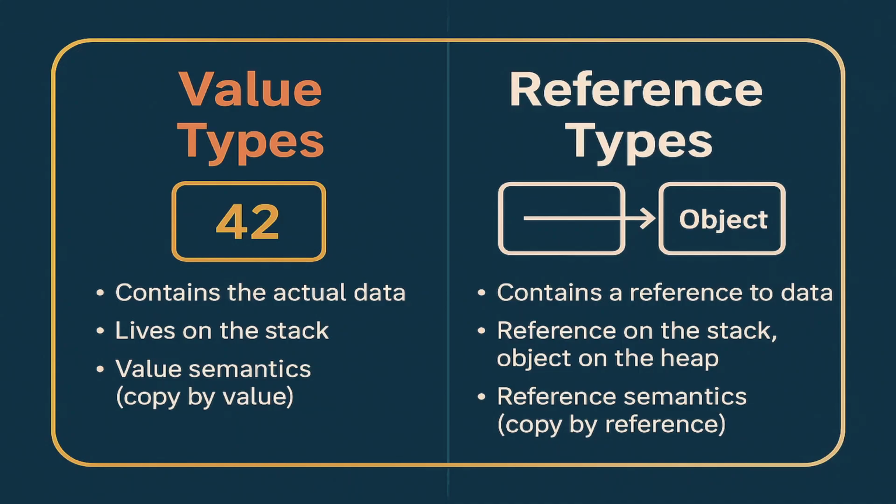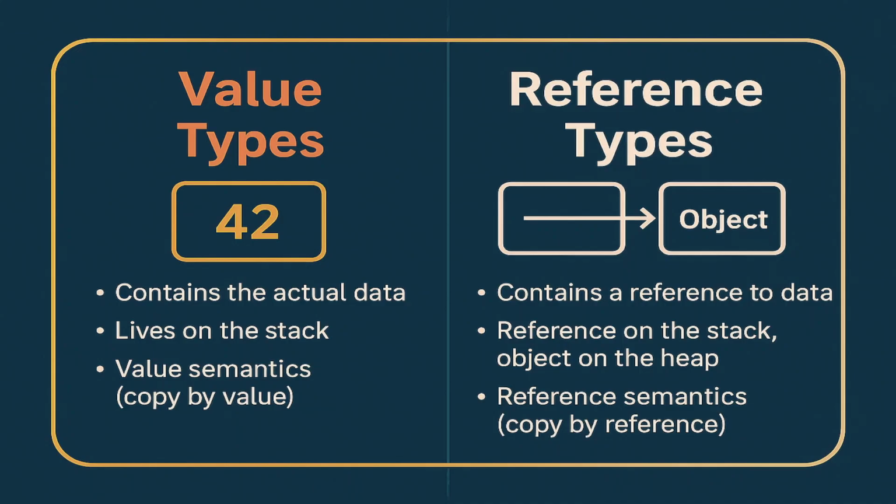In C sharp, every variable which we declare falls into one of these two categories. On the left, we have value types. As the name suggests, a value type directly contains its data. Think of it like a physical box holding a specific number, a character, or a true-false statement. When you declare a value type variable, its memory location is where the actual value is stored. When you assign one value type variable to another one, you get a complete copy of that data. In simple terms, a value type is like having a physical copy.